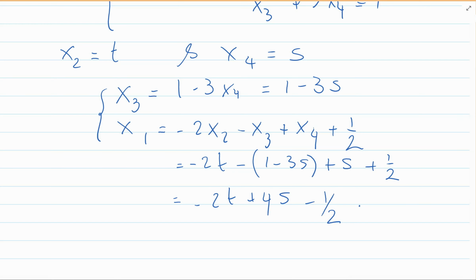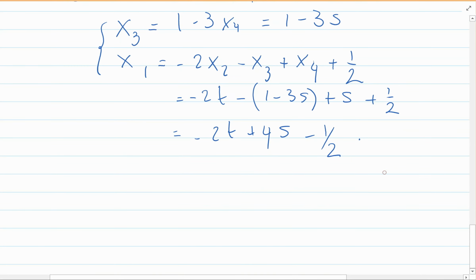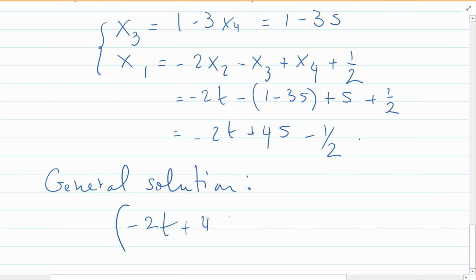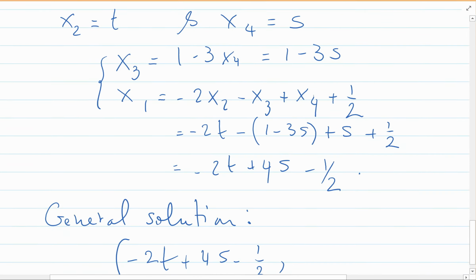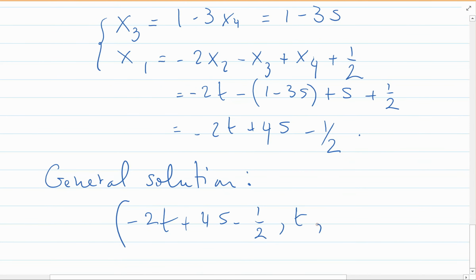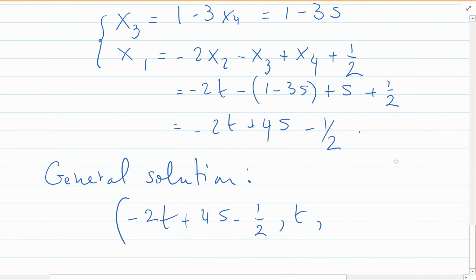So the general solution will be, so now we go and we put the general solution. The general solution, in other words, the one that describes all the solutions to the system, is: x1 is going to be minus 2t plus 4s minus 1/2, x2 equals t, x3 equals 1 minus 3s, and x4 equals s.